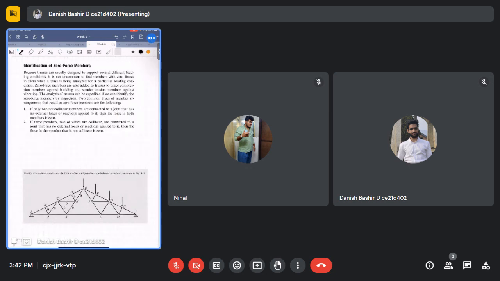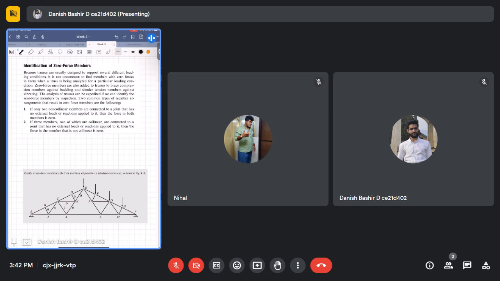Now, in trusses there is one more thing: there are n number of members joined in a truss, so there may be certain members in which there will be no compression or no tension. We call those members zero force members. You may ask what is the role of these members if they are not taking any tension or compression. But bear in mind that these are not useless. Actually, they have some other things to do.